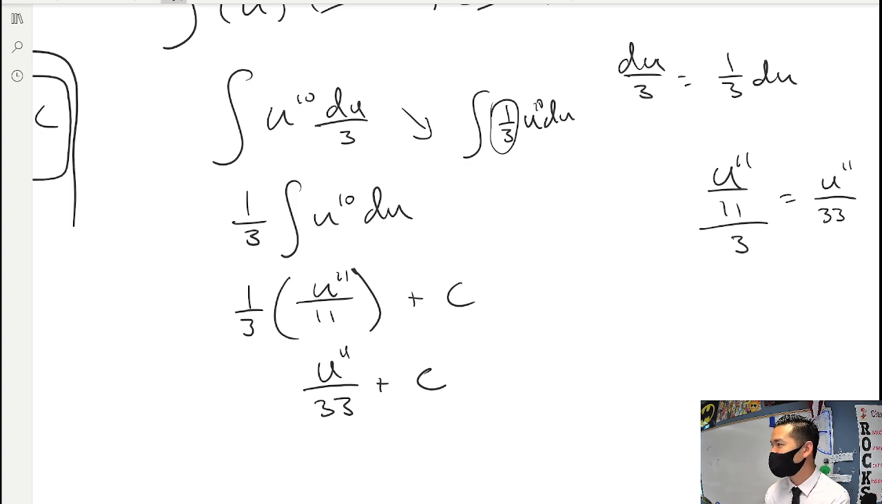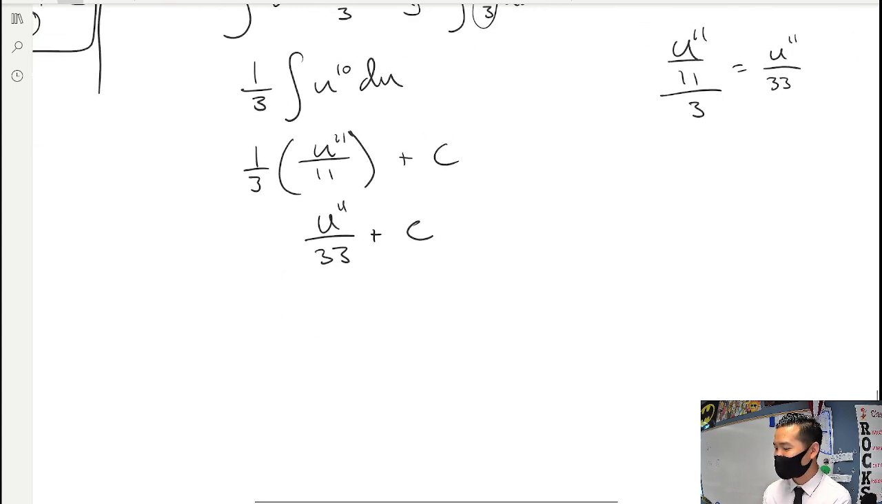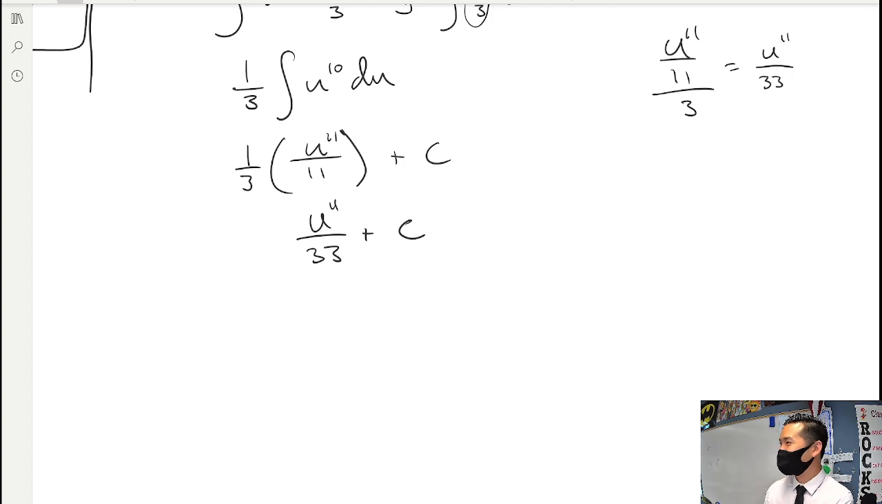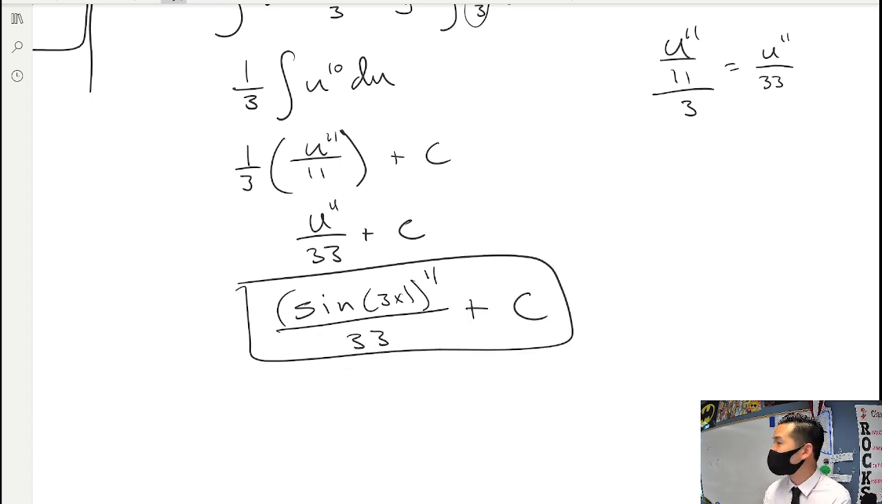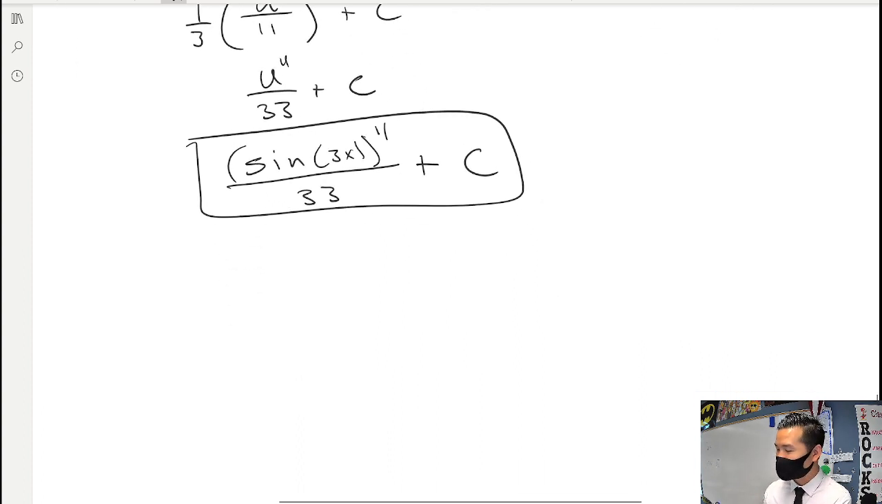Oh, I got rid of that. It's good, but I got rid of the 3. Now I realize I could have solved this in like 3 minutes. It's okay. What's the u equal to in the beginning? Sine of 3x. So sine of 3x, this whole thing is being raised to the power of the 11th over 33, plus c. That's my answer. You ready for the kicker? Here's the kicker.